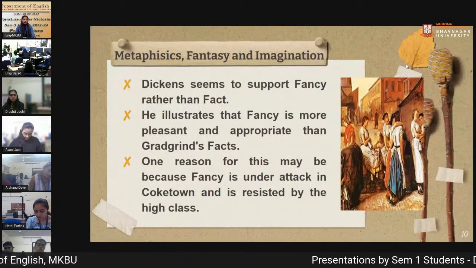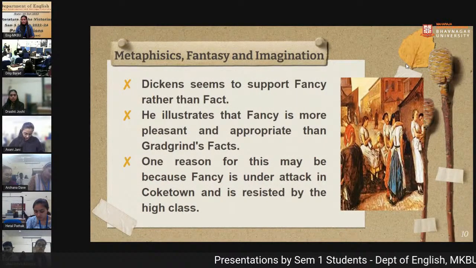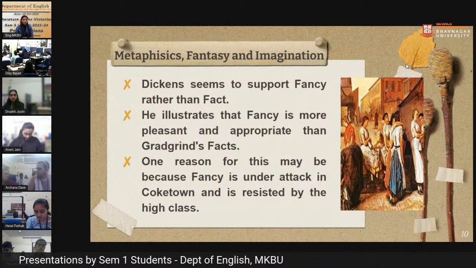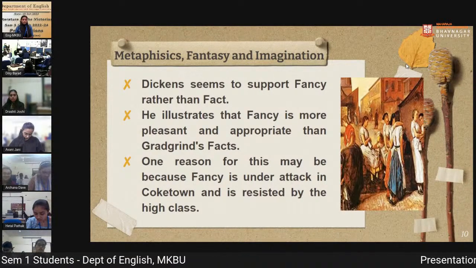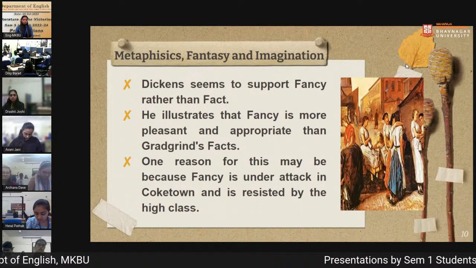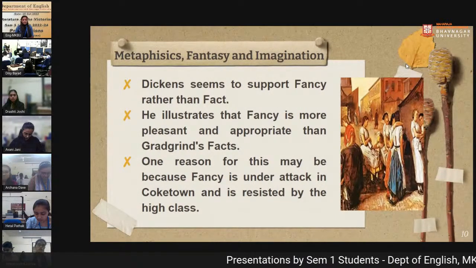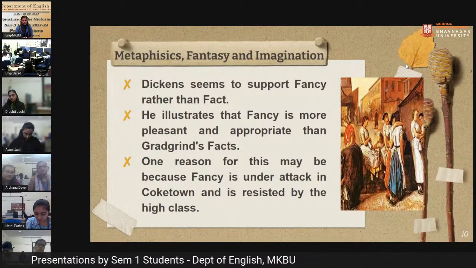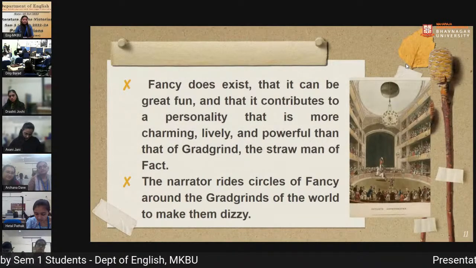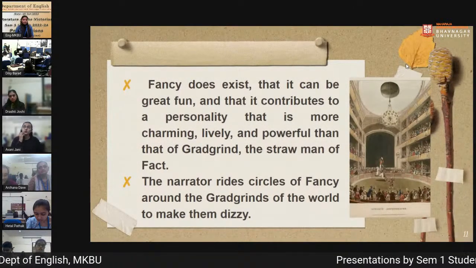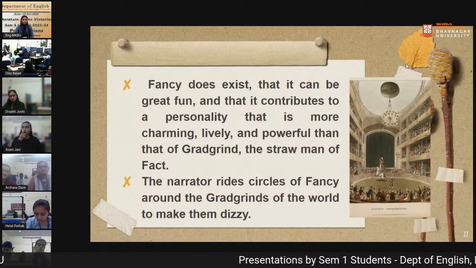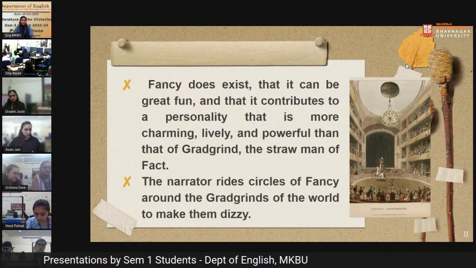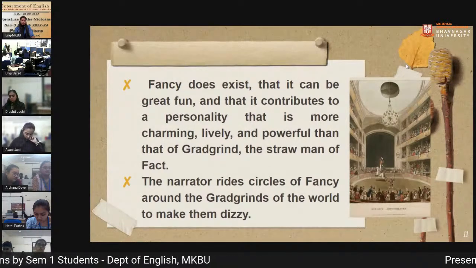Then, on the other side, there are metaphysics, fantasy, and imagination. Here Dickens seems to support fancy rather than fact. He illustrates that fancy is more pleasant and appropriate than Gradgrind's fact. One reason for this may be because fancy is undertaken in Coketown and is resisted by the high class. And fancy does exist, it can be great fun, and it contributes to a personality that is more charming, lively, and powerful than that of Gradgrind, the straw man of fact.